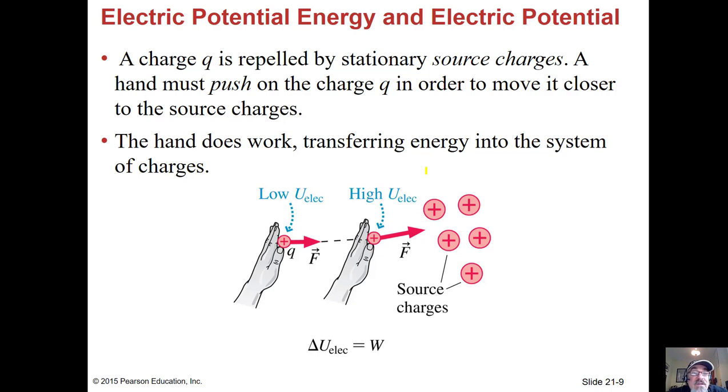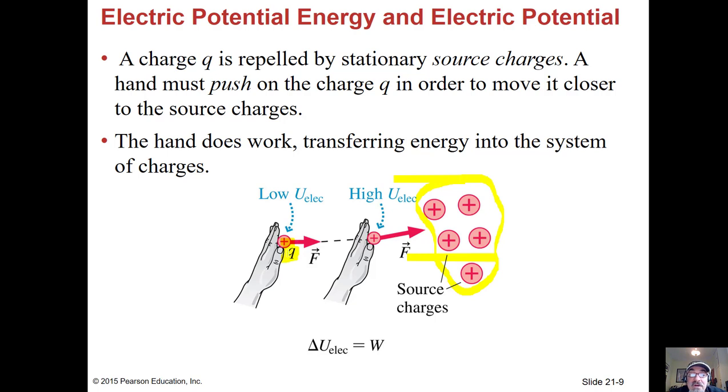Okay, so let's take a look at this picture. Electrical potential energy and electrical potential again. So a charge is repelled by a stationary charge. So this is kind of like a spring, actually. A spring doesn't want to be compressed, but you can still compress it. This positive charge here does not want to be by this collection of charges. So pretend these are glued down in place somehow.